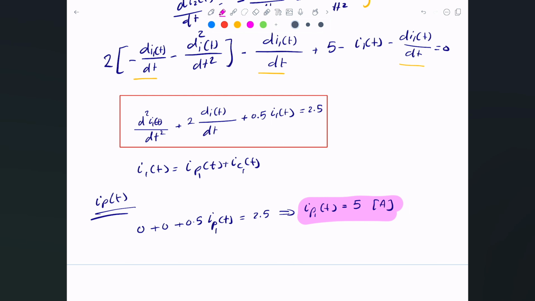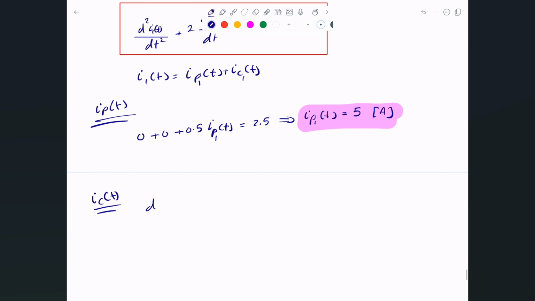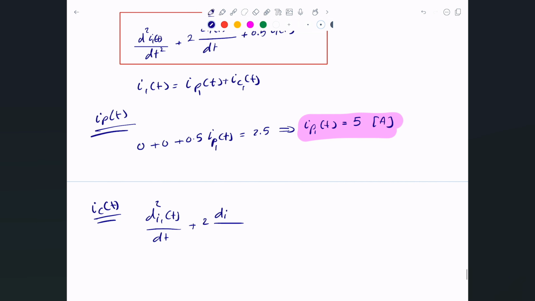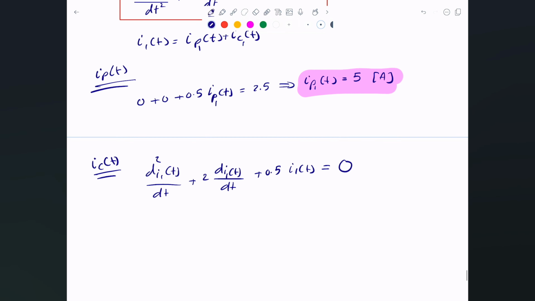Next, we need to find the complementary solution. The complementary solution, IC of t, is based on the following equation: the second derivative of I1, plus 2 times the first derivative of I1 divided by dt, plus 0.5 I1 of t equals, this time, 0. This is the homogeneous equation. So the characteristic equation is s squared plus 2s plus 0.5 equals 0.